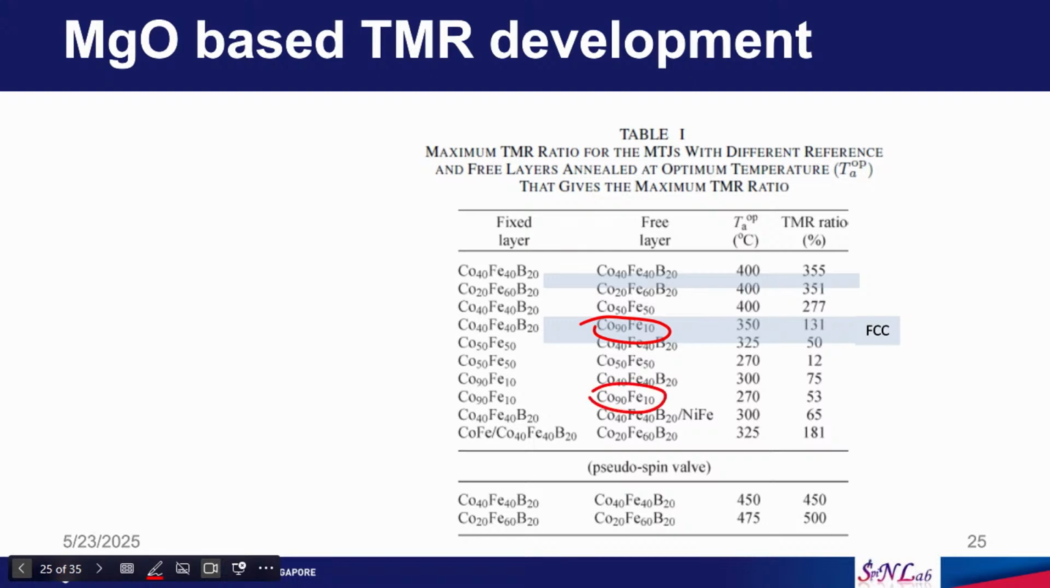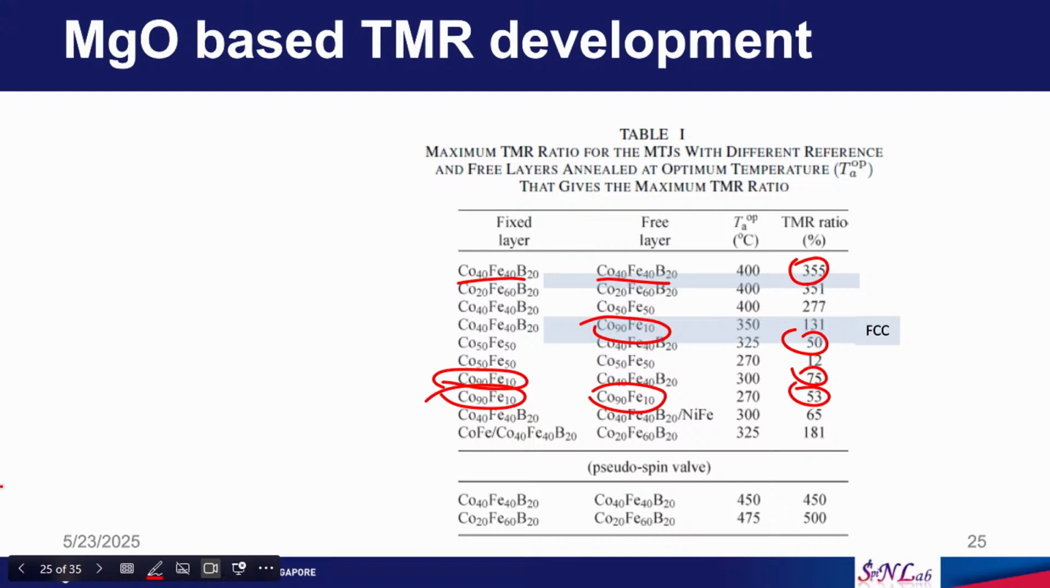Okay. So, you will notice that when at least one of the layers is FCC, the TMR is very low, around 75, 50, something like that. On the other hand, when you have like cobalt 40, iron 40, both are BCC, then the TMR values are larger.